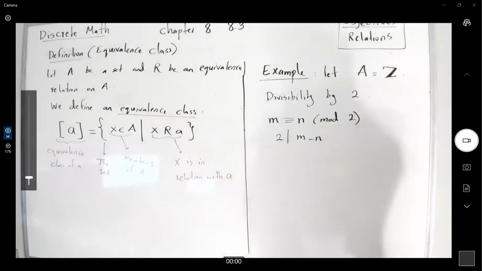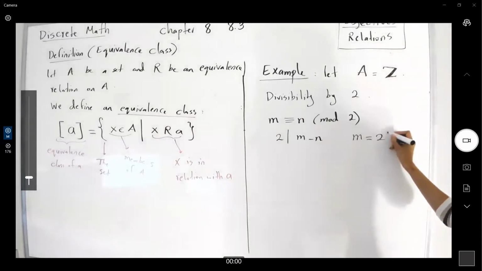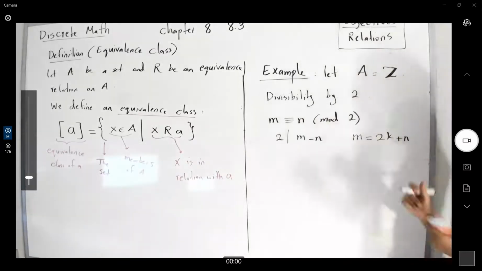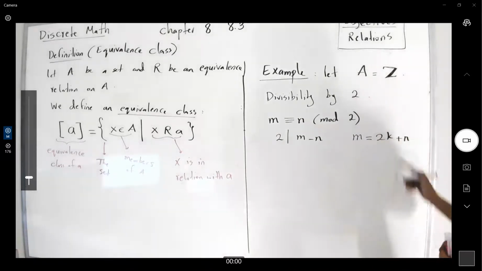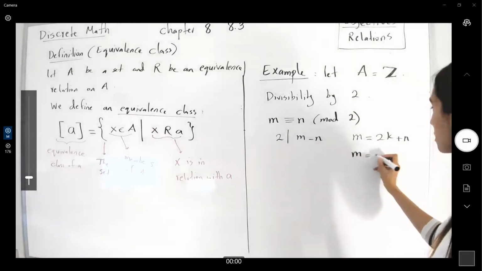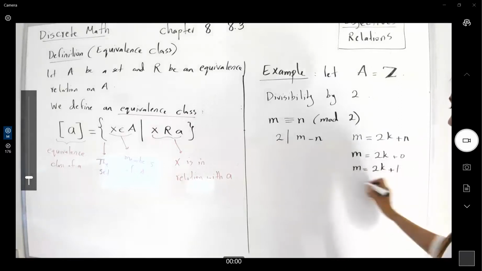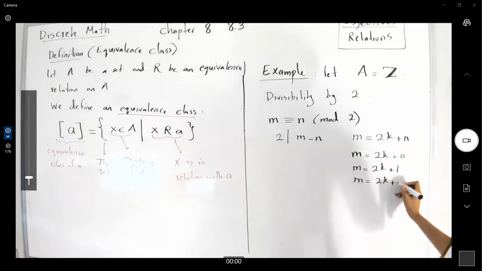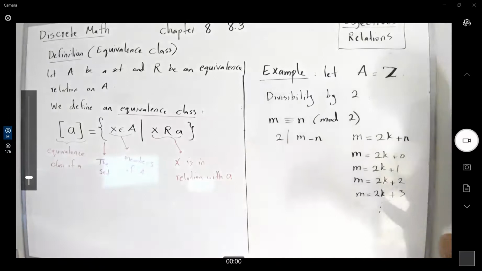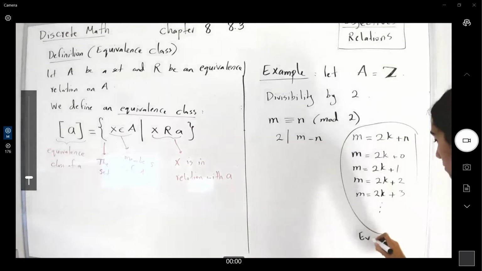Well, okay. Simply, I can say that M is equal to 2K plus N. It's just an integer, am I right? So M can be written as 2K plus 0, 2K plus 1, 2K plus 2, 2K plus 3. So it includes all even and odd numbers.